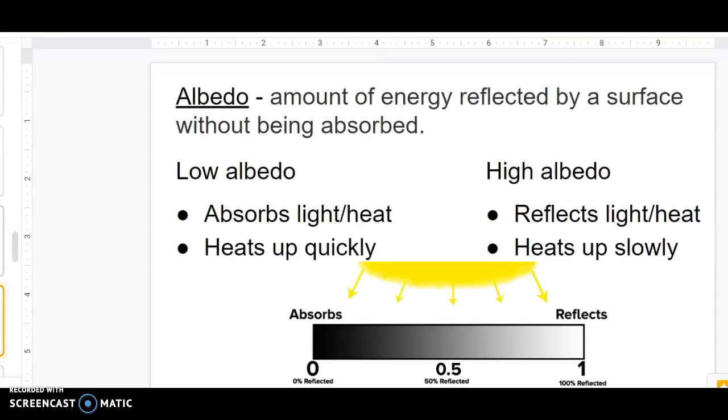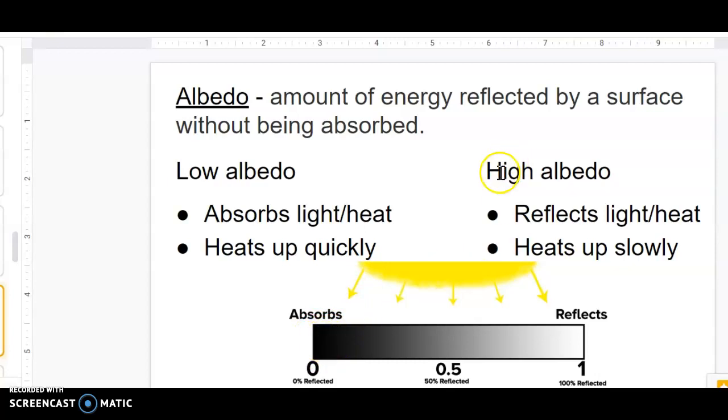Well, albedo actually is a property of substances that tells us how much energy is reflected by a surface without being absorbed. Different substances will absorb more energy, and some substances will reflect energy and not heat up as much. When something has a low albedo, we say that it absorbs a lot of light and heat. Low albedo means low reflection. So it tends to heat up really quickly because all the rays of light come in and get absorbed.